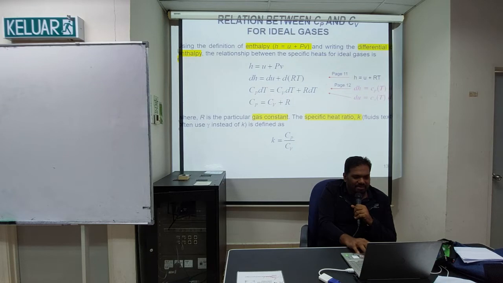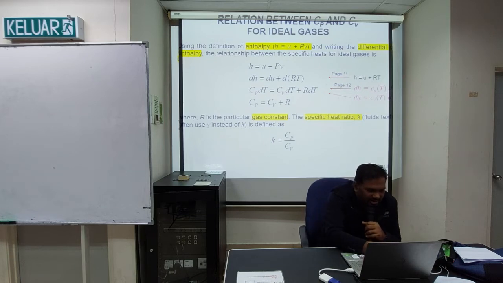So PV equals to RT. So dari page 11 you boleh dapat. So H equals to U plus RT. So you gantikan dengan sini. Then you replace it with the equation you get from page 12. So at the end you dapat the specific heat ratio K. So K equals to CP over CV.